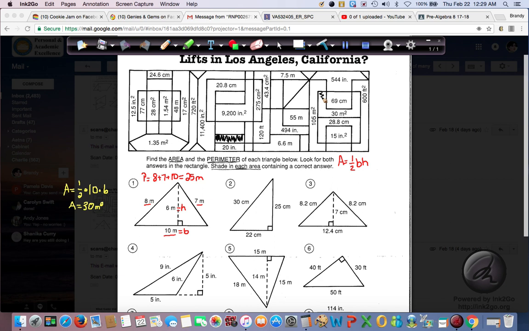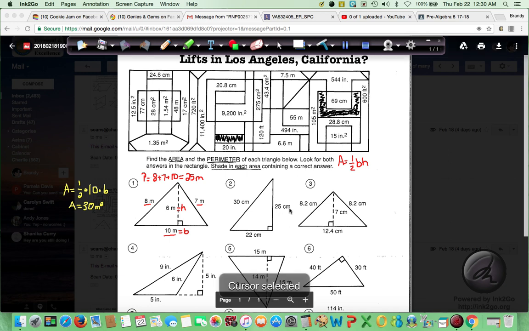Okay, that's what it means when it says shade in each area containing an answer. So we got 30. Each of these problems you're actually going to end up shading in 2 boxes for each one. One is going to be your perimeter answer, and one is going to be your area answer. Okay, and we shade that in. So that's pretty much all there is for this. You've got to do perimeter and area for all of them and shade in your answer.